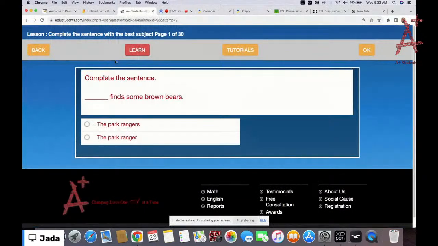All right, so Dash finds some brown bears. Dash finds some brown bears. Okay, so we have "finds." So we have the verb with the S, which is the singular verb. So the subject is going to be what? A singular subject. So we have to look at the options now. It says "the park ranger." So we cannot pick "rangers" with S because it doesn't suit this, but we can pick this one without S. So yeah.